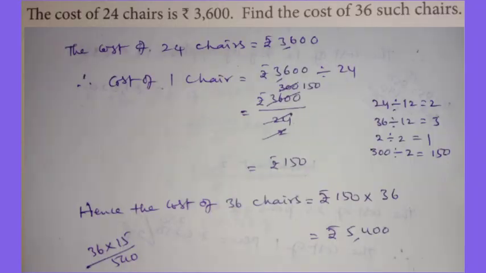The cost of 24 chairs is rupees 3600. Find the cost of 36 such chairs. Solution: the cost of 24 chairs is rupees 3600. Therefore, cost of one chair is rupees 3600 divided by 24. Here 12 divides 24 2 times and 12 divides 3600 300 times. Again 2 divides 2 1 time and 2 divides 300 150 times, which equals rupees 150. Hence the cost of 36 chairs is rupees 150 into 36, which equals rupees 5400.